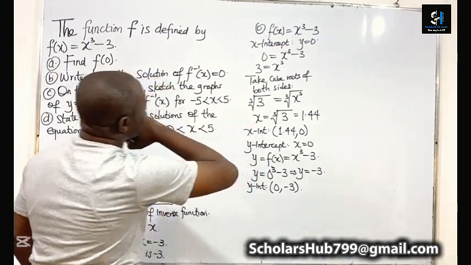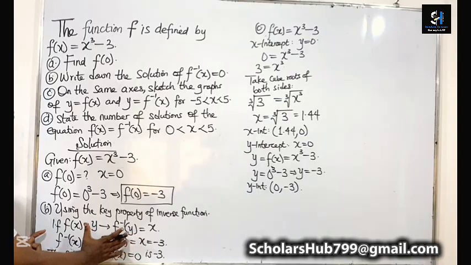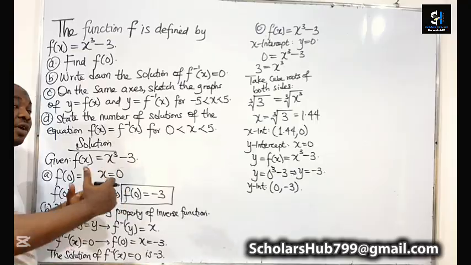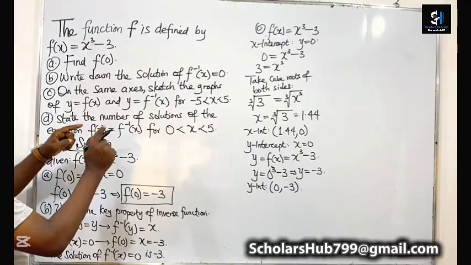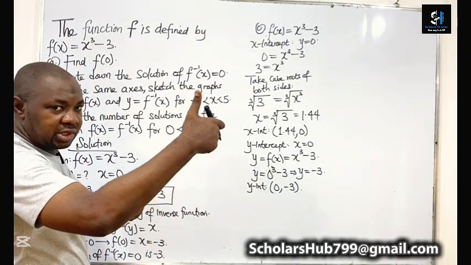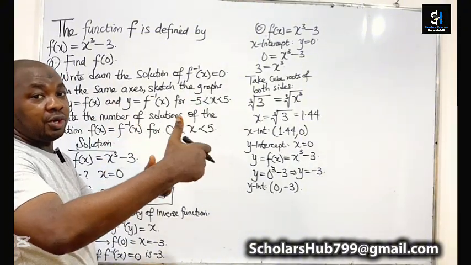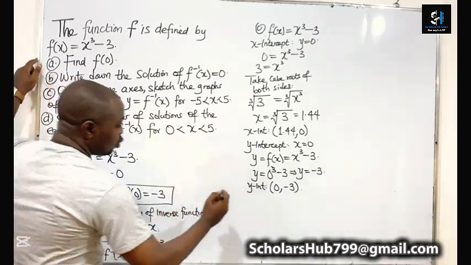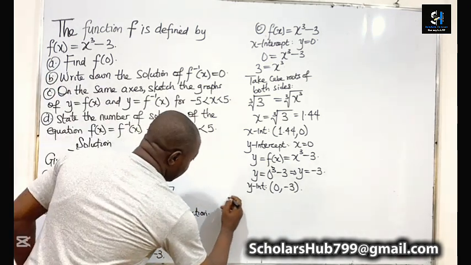So for the inverse function of x, here I use one of the key properties of inverse functions to write down the solution for the inverse function of x equals 0. What I will do now is write an expression for the inverse function of x in terms of x, because now the inverse function of x becomes y. So let me write an expression for the inverse function of x.